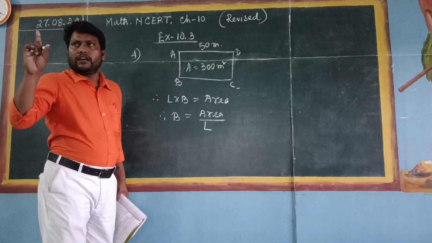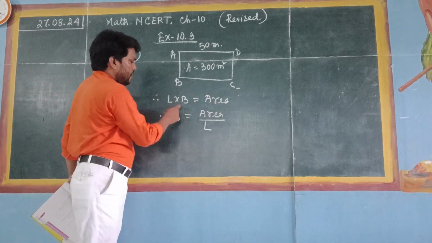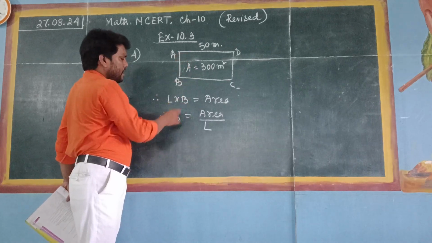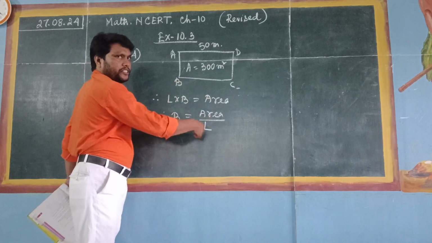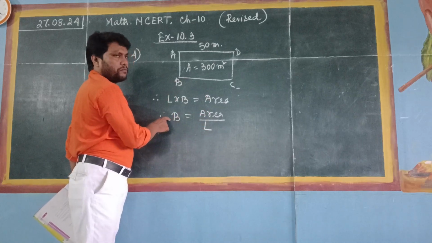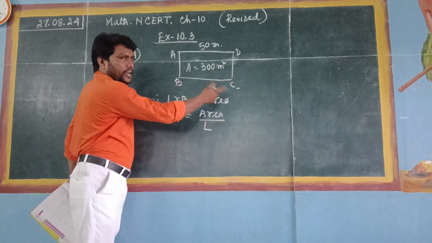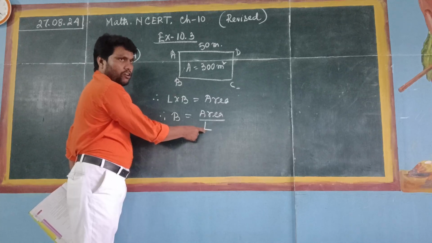According to the equation, length into breadth equals area. Now you have to find out the breadth. So breadth will be on the left hand side, and length is transposed to the right hand side. So area divided by length, because length was multiplied with the breadth. When it is transposed to the right hand side, it acts as a divisor.